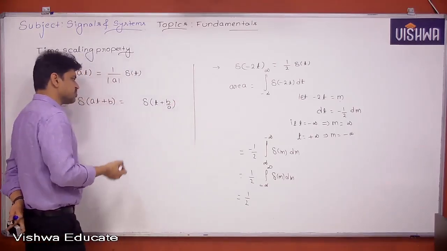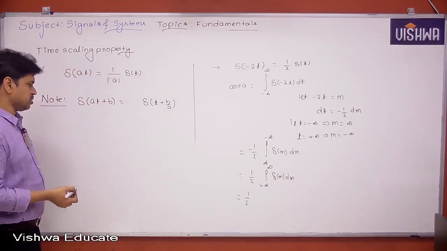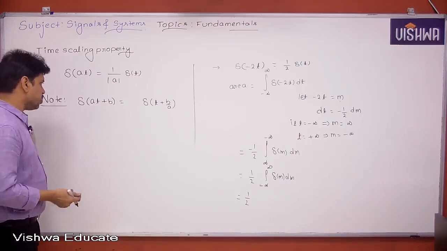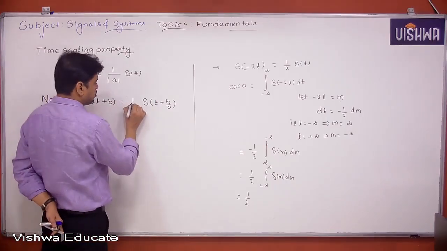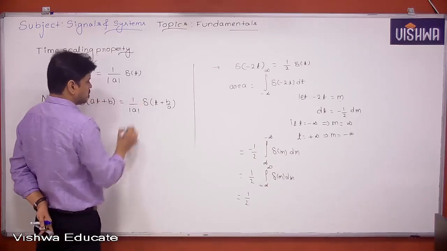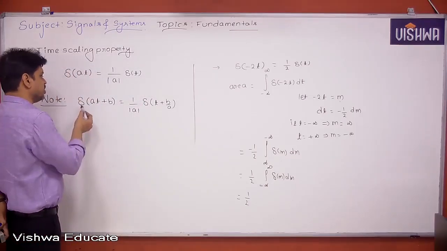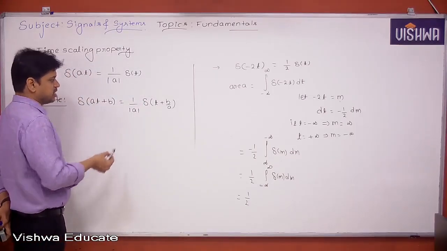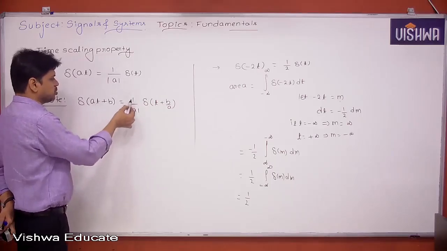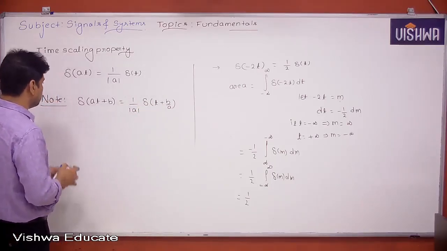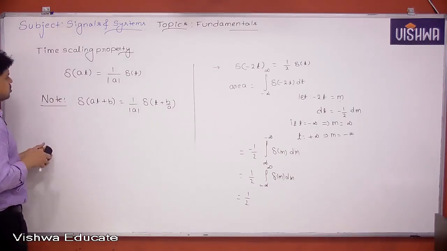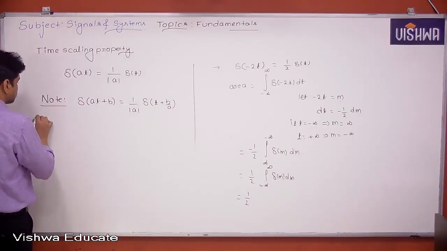So this is also an impulse function which is existing at t equal to minus b by a. But the only thing is, what is the area under this impulse function? That is 1 by mod a. So you have to write it like this. Whenever delta of a t plus b is given, that is nothing but, if you take a common out, 1 by mod a delta of t plus b by a. Very, very important.